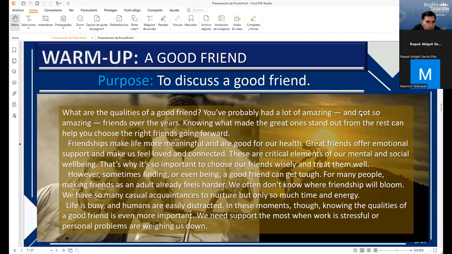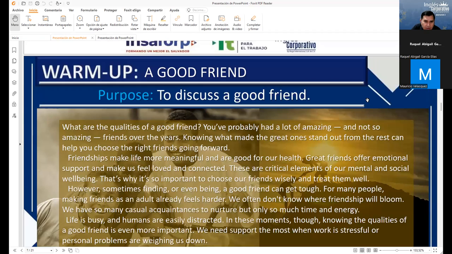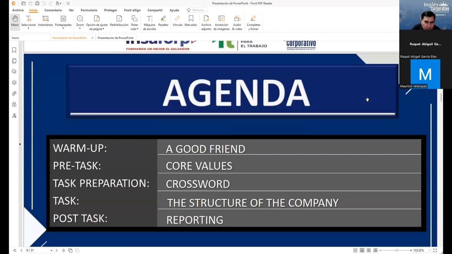So, we're going to start with a good friend, warm up, a good friend. But before we actually start reading, we're going to go to the attendance.